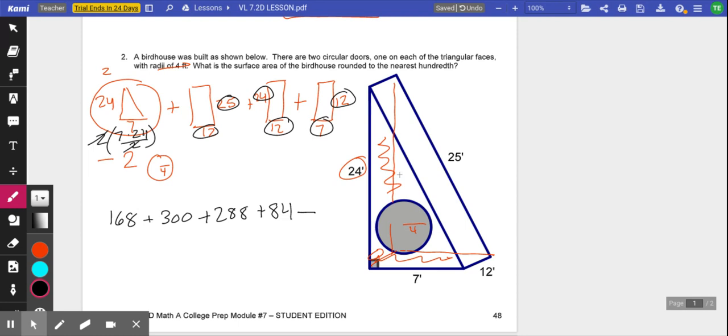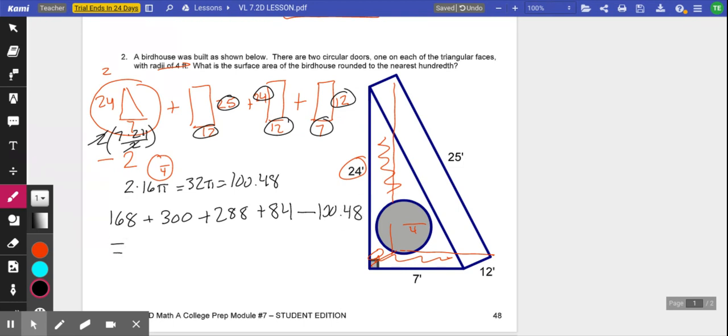So for a circle, I have to remember the area of a circle is pi r squared. So r squared, 4 squared, 16. So I have 16 pi. So I have 2 times 16 pi, or 32 pi. And I'm going to multiply. I'm going to use 3.14 for pi. So that's about 100.48. So minus 100.48.